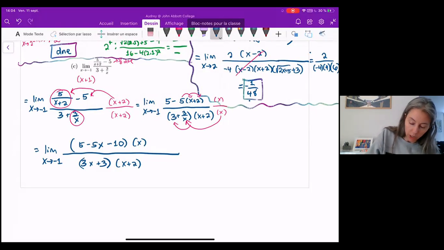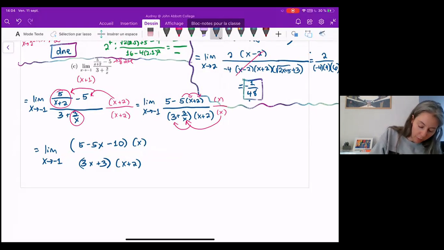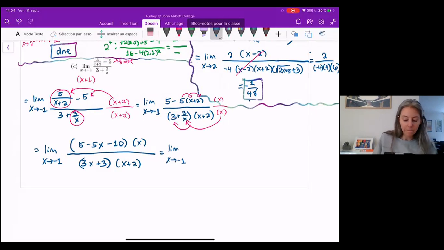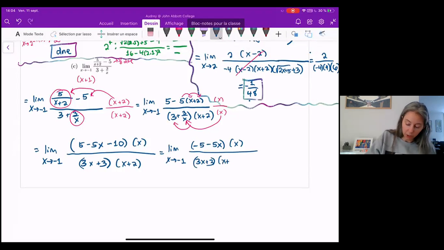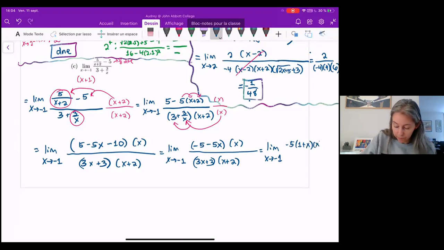So now I'm almost done here. I can see that I'm really close to having my factor of x plus 1. So I have the limit as x approaches negative 1. 5 minus 5x minus 10 becomes minus 5 minus 5x times x over 3x plus 3 times x plus 2. Now on the top, I can factor out a negative 5. And I'll have 1 plus x left over. And on the bottom, I'll factor out my 3.